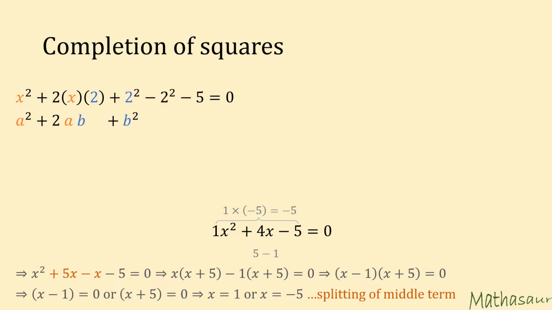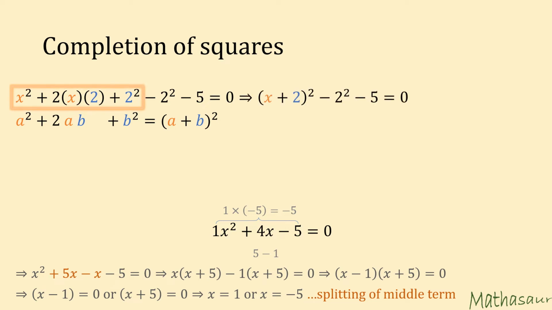So let us add and subtract the term b square. Here it would be 2 square. So let us add and subtract 2 square. Now we could write the identity as a plus b whole square. So the quadratic equation becomes x plus 2 whole square minus 2 square minus 5 is equal to 0. Now let us simplify the rest of the terms and take them to the right hand side. So we get x plus 2 whole square is equal to 9.